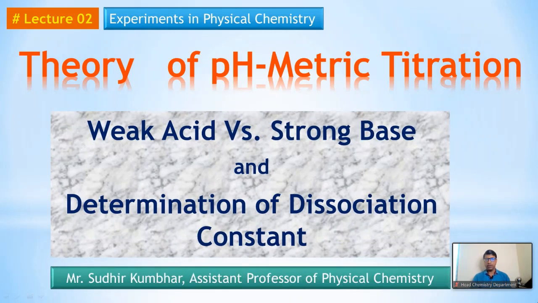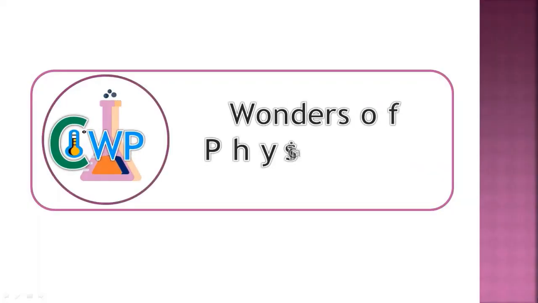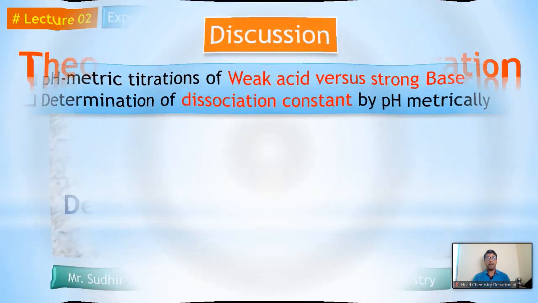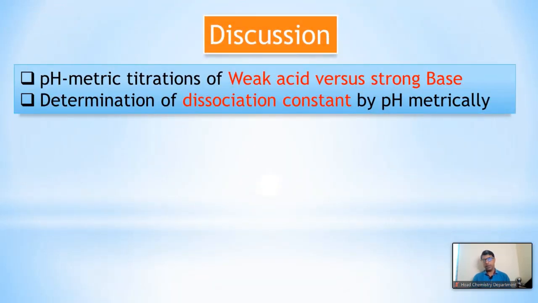Along with that, we also ran the next practical, that is the determination of dissociation constant. So, learners, in this video, I am going to discuss with you the theory behind these two different experiments in one video. So, let's start. Learners, in this video, I am going to tell you about the theory of the pH metric titration of weak acid versus strong base.